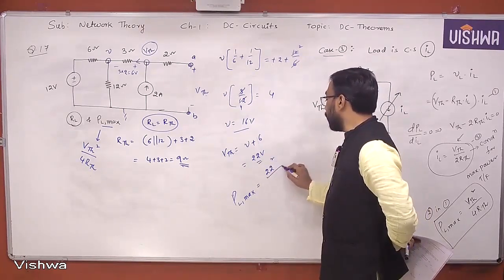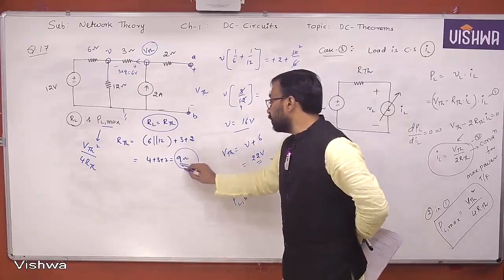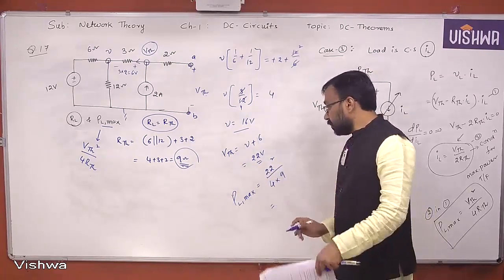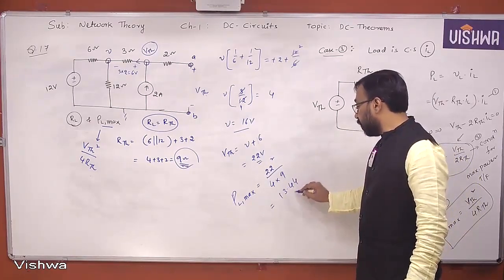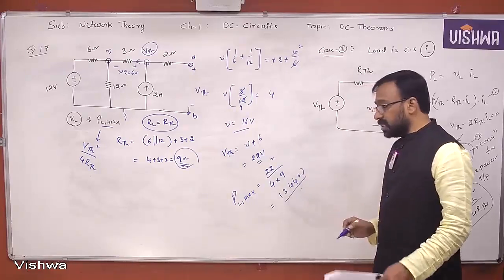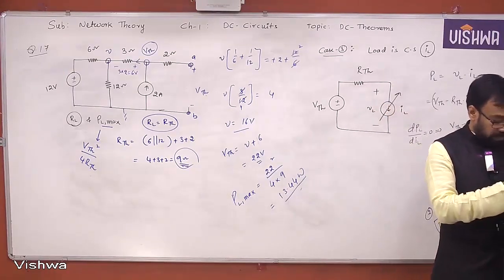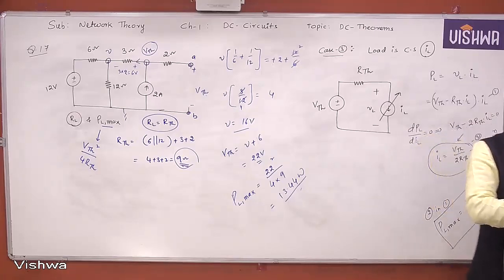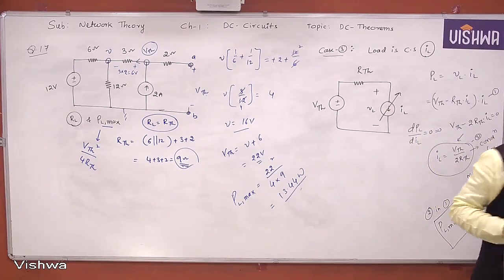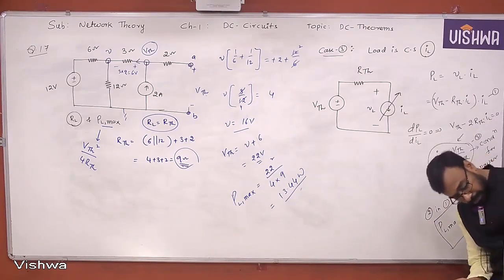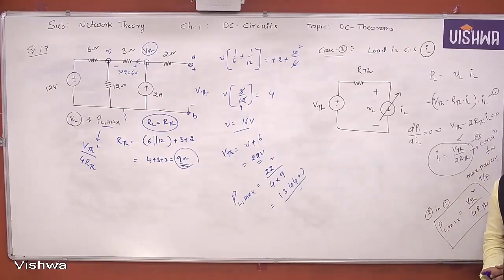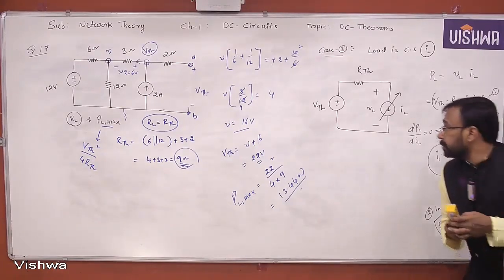Therefore now PL max will become, what is VTH? 22. 22 square by 4 times, what is this value? That's what you're getting here, and you get 13.44 watt. Please cross check once. 13.44 watt. Okay, note that down quickly.